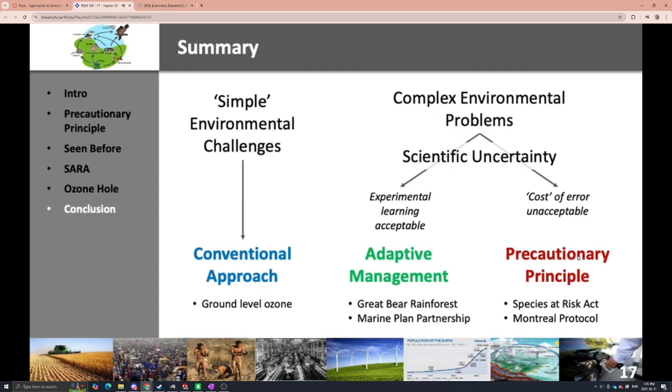I hope the last three lectures have provided you with a meaningful overview of the different options for managing environmental change.